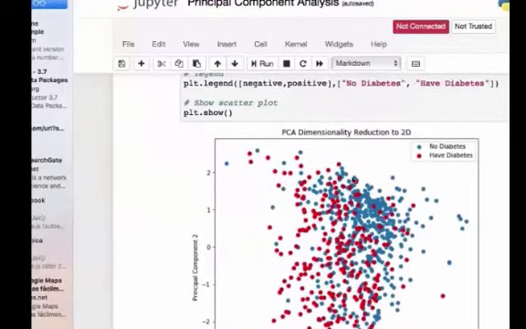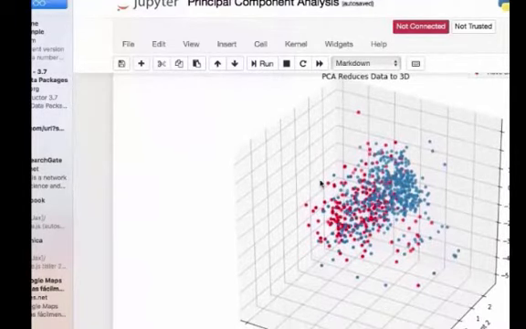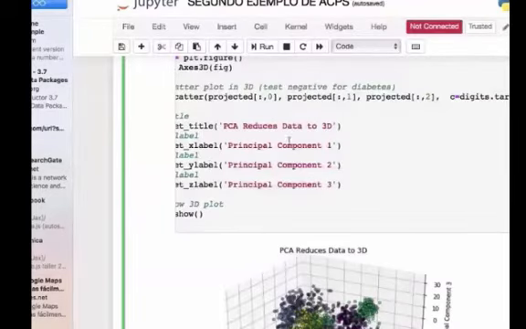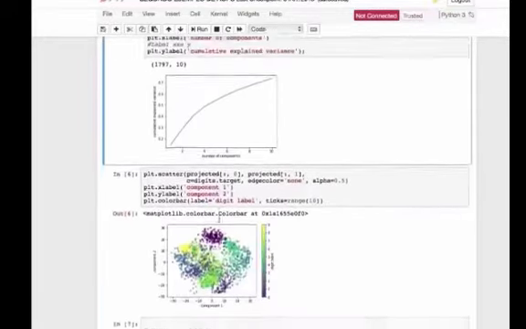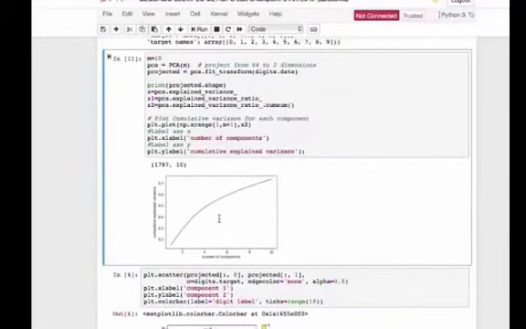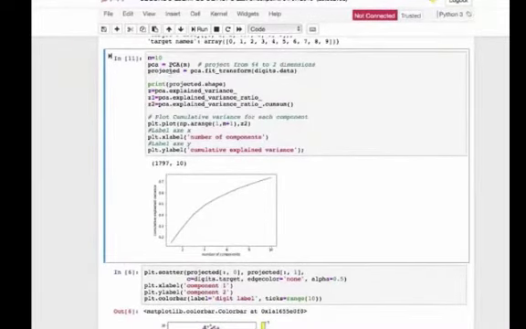This is the data in 2D and this is the data in 3D. This other notebook is an example of PCA for recognition of handwritten digits data. Here they load a database of digits. Here they import PCA from sklearn. And here they fit PCA.